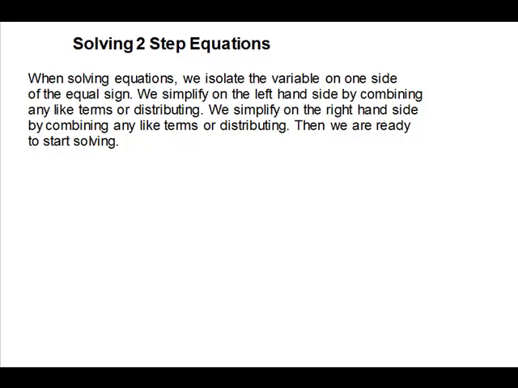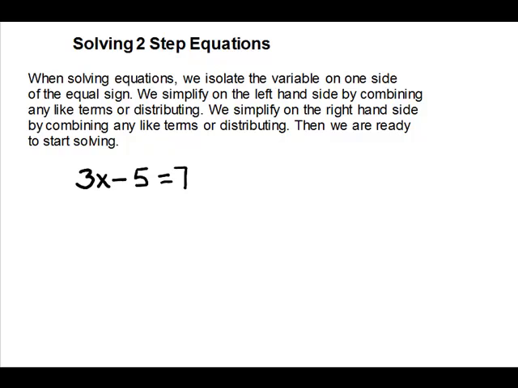Solving two-step equations. When solving equations, we isolate the variable on one side of the equal sign. First, we simplify on the left-hand side by combining any like terms or distributing. We simplify on the right-hand side by combining any like terms or distributing. Then we are ready to start solving.